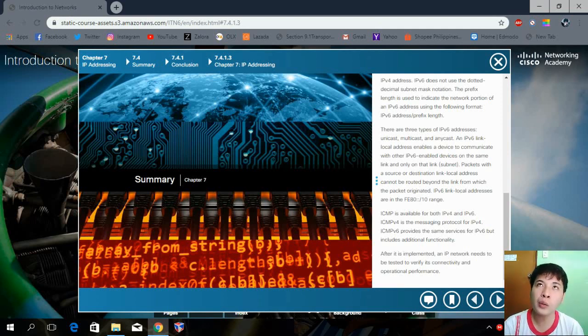network. Also in this chapter, it tells about the conversion of binary to decimal. So I will show you a video that will give you an explanation on how to convert a binary to decimal.